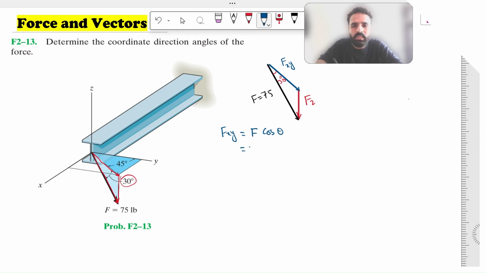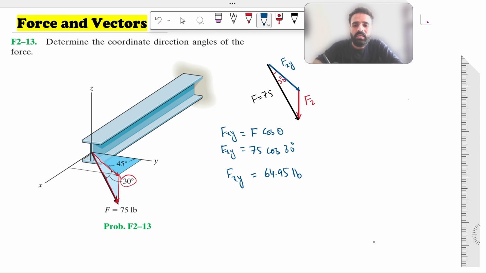So I will plug in here: 75 times cos 30 degrees. This represents the xy force, so Fxy will become equal to 64.95 pound. This is the projection of the given applied force on the xy plane.